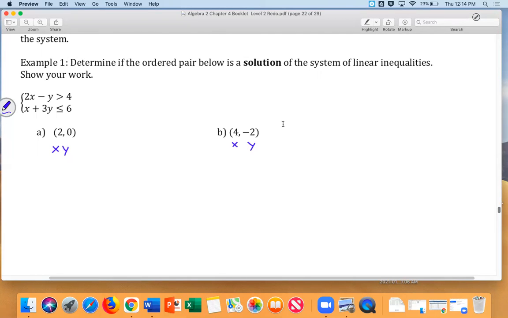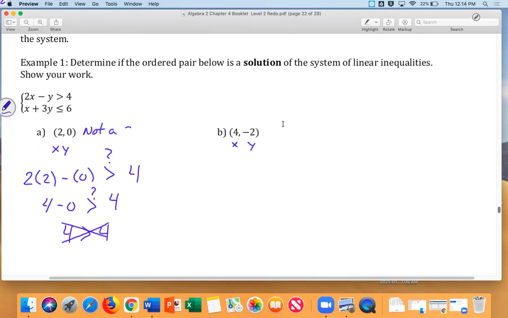Okay, so I'm going to plug in 2 and 0 into my first one. So I'm going to do 2 times 0 minus 0. And I'm asking, is that greater than 4? And it should be 2 times 2. So is 2 times 2 minus 0 greater than 4? Well, 2 times 2 is 4 minus 0. Is that greater than 4? No, it's equal to it, right? So this 2, 0 is not a solution.